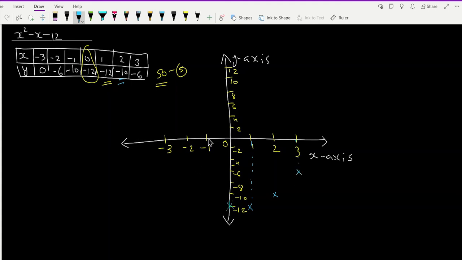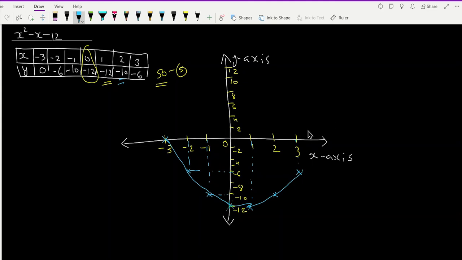So for minus 1, now let us see, minus 1 you are getting minus 10. This is our point. So this is minus 10. So for minus 2 we are getting minus 6. So this is our minus 6. Okay. Next for minus 3 we are getting 0. So this is our point. So now if you join these dots, I will be getting a graph like this. You can see here the graph is cutting here.